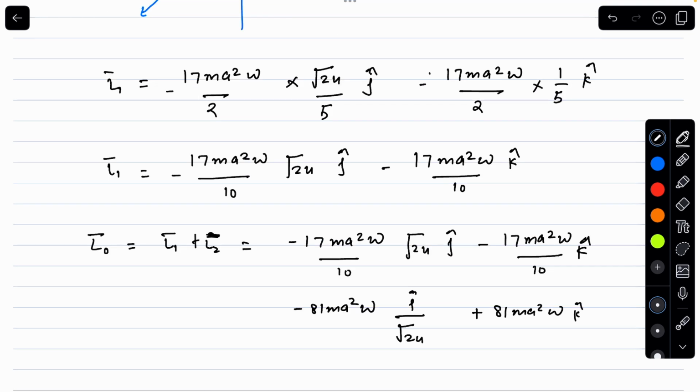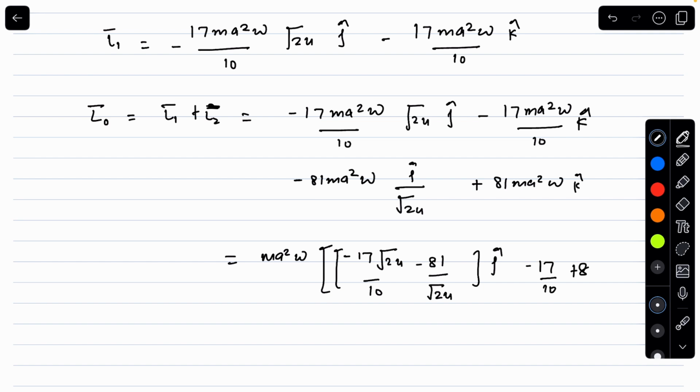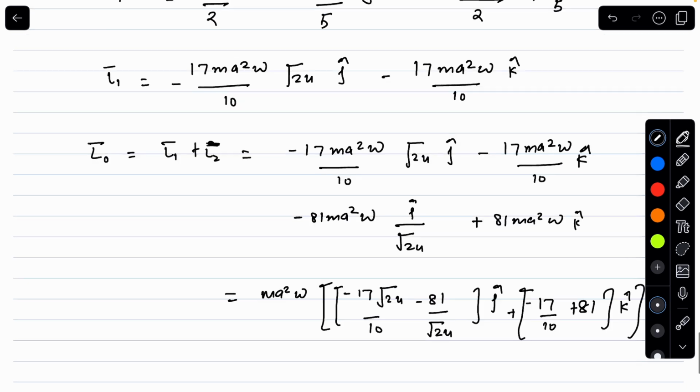So finally we have reached up to this, and now we need to reconcile it. Here m a square omega is just a constant, and then we can take it out common from each term, and then we have minus 17 root 24 by 10 minus 81 by root 24 j cap, and then minus 17 by 10 and minus 17 by 10 plus 81 k cap. Okay, this we are getting. This is the angular momentum.